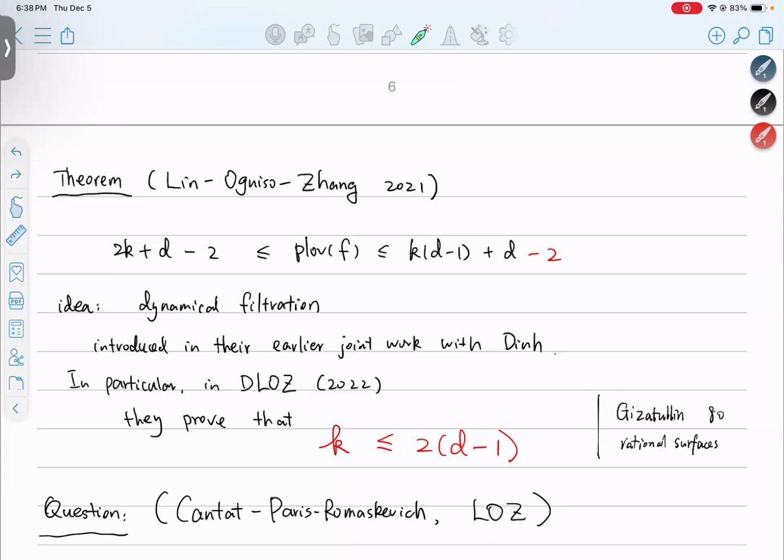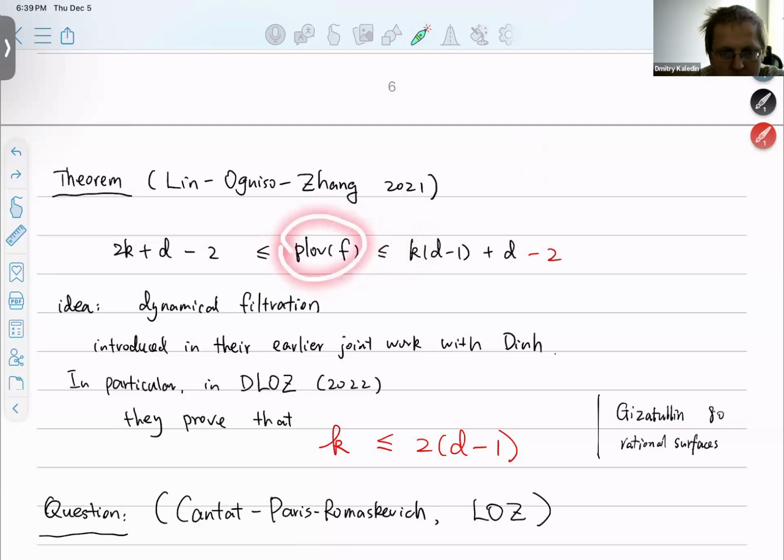Oh, I now remember that for hyperkähler varieties, you can just consider the symplectic form, which looks like a surface. So in this sense, you can even show that this number k for hyperkähler varieties might be at most 2. So for hyperkähler varieties, Plov f might only have two possibilities: either Plov f is equal to the dimension or 2 times the dimension. So Plov f is equal to d or 2d.